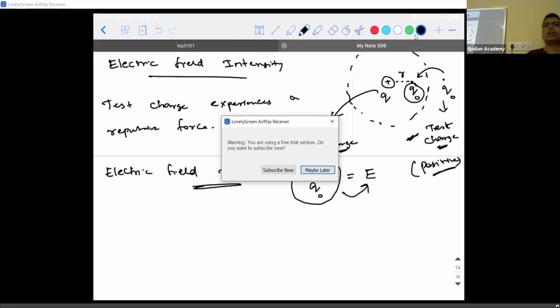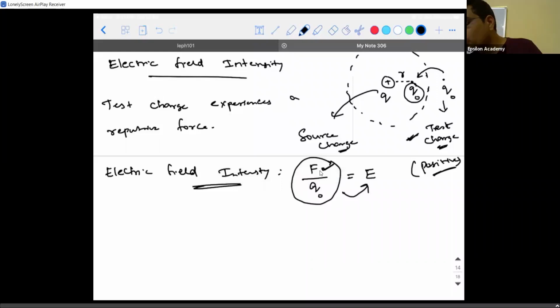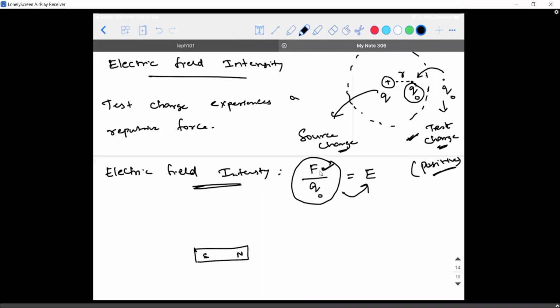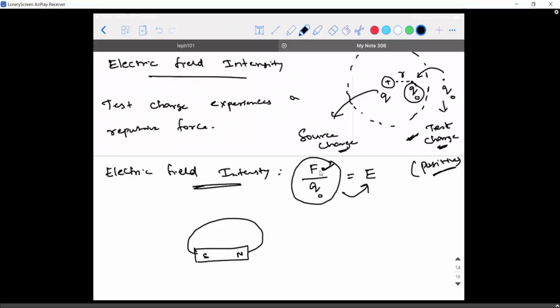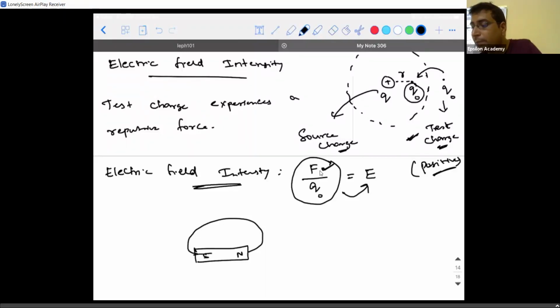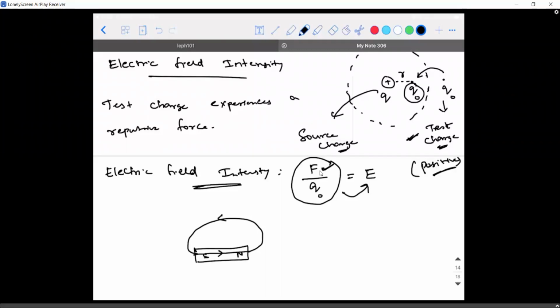Now, what is the direction of the magnetic field? If I have a magnet in my hand and I ask you to draw the magnetic field lines, what is the direction in which you are going to draw? The direction of the magnetic field is away from the north pole towards the south pole, outside the magnet, and from south to north inside the magnet. So we know that magnetic field lines always form a closed loop.